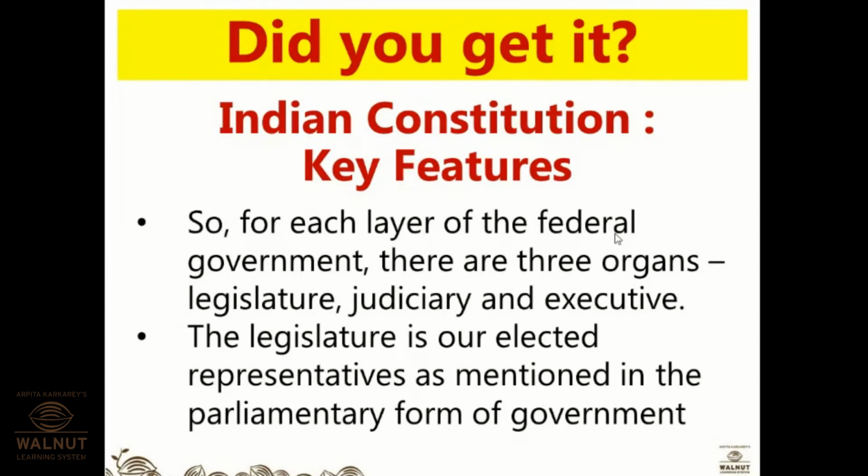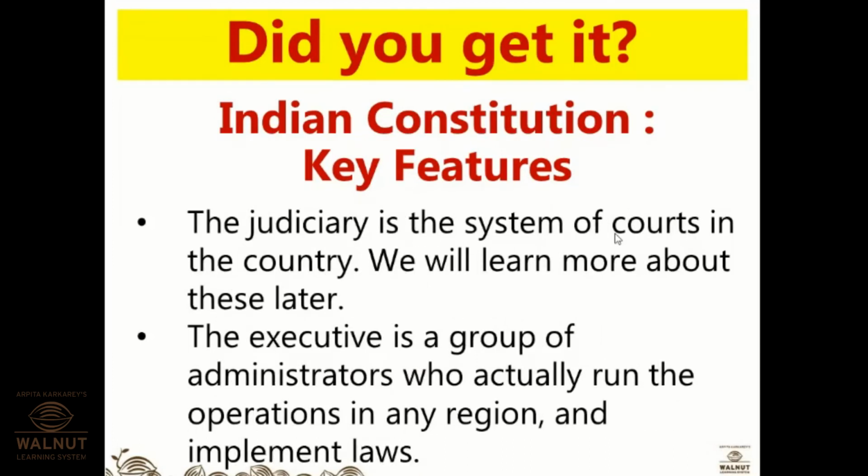Yes, correct. So, at each layer of the federal government, that is central or state, three organs are there: legislature, judiciary, and executive. The legislature is our elected representatives, as mentioned in the parliamentary form of the government. Who are those? Like MLAs, MPs. They are the elected members, representatives. And the judiciary is the system of courts in the country. Like, we have learned the hierarchy of the judiciary: local, then high court, and then supreme court.